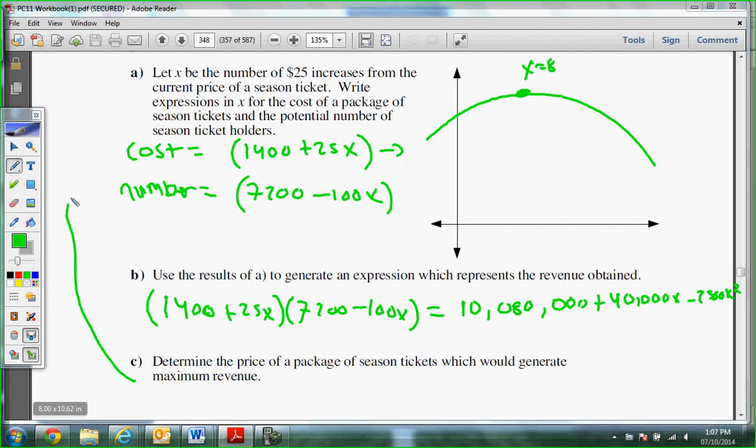So here's C. I'm doing it up here just so I can keep my work here. It's going to be $1,400 plus 25 times 8. That'll tell you the max price you should charge to make your most money. Okay, so on Tom's picture, his max was x equals 8. And his y was some really big number because that was the total revenue for the year. We want to figure out the actual cost of the tickets. Okay, 25 times 8 is 200. So we want to charge $1,600 per season ticket package to maximize our revenue.